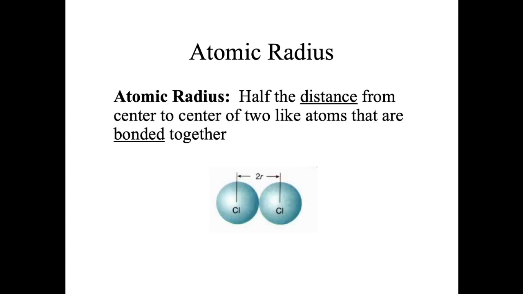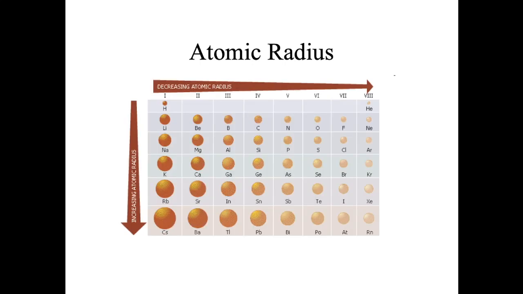Now, atomic radius is defined as half the distance from center to center of two like atoms that are bonded together. So if you look down at the picture there, they have 2 chlorine atoms bonded together. The distance from center to center on each of those is their atomic radius. Now, for our trends in atomic radius, you should see that atomic radius increases as you go down a group and decreases as you move from left to right across a period.